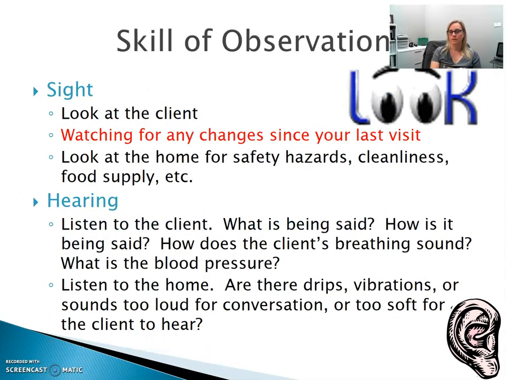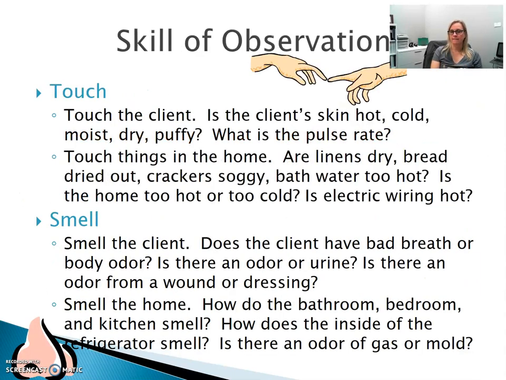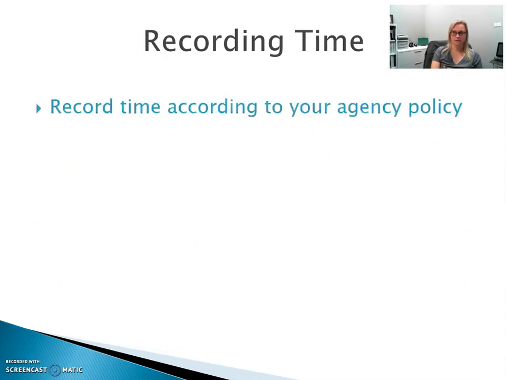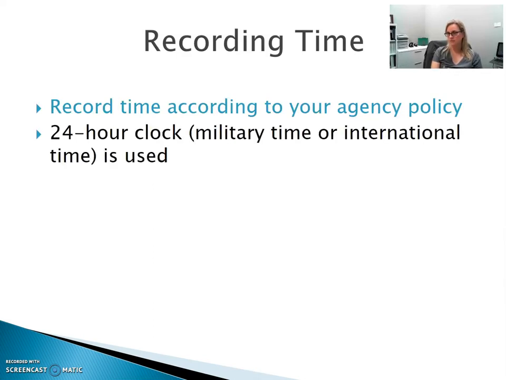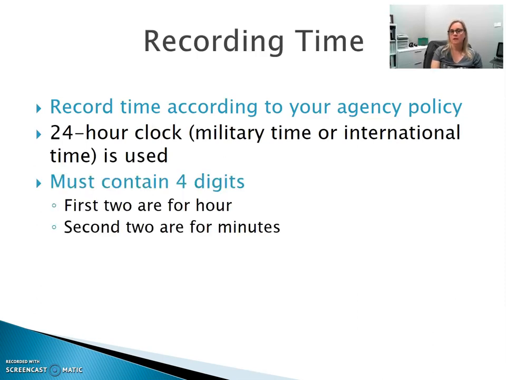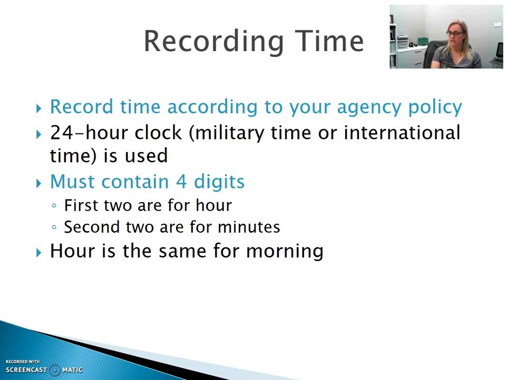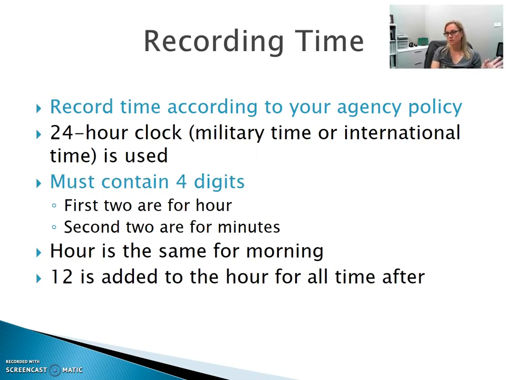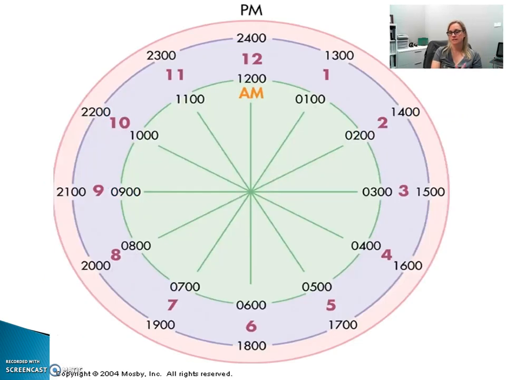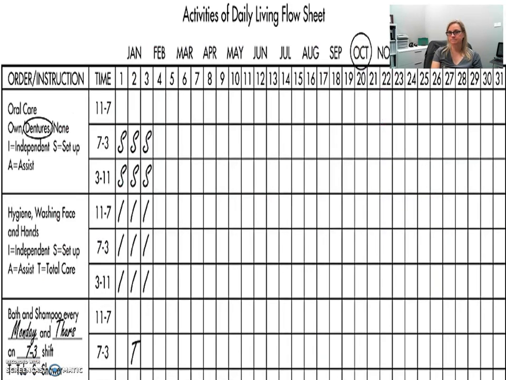So we talked about all of that. Touch, sight, all that stuff. Recording time. Record time according to your agency policy. Typically it's military time. Must contain 4 digits. So it's, 2 o'clock in the afternoon, it's 1400. The hour is the same for the morning, so it's 0200 in the morning, 1400 in the afternoon. This is how you determine military time.